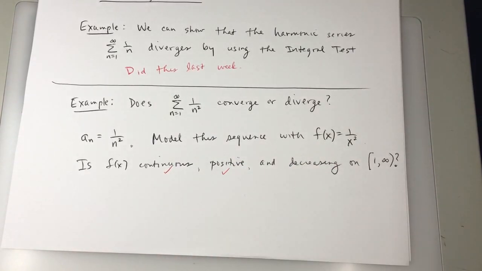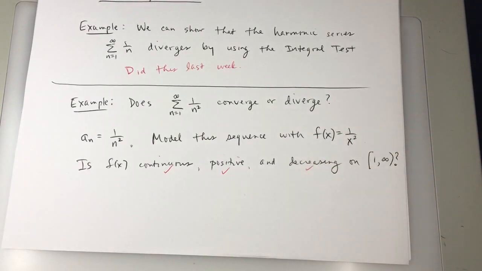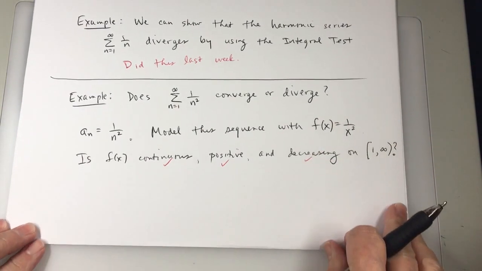Now, is it decreasing? On some of the problems, it's kind of obvious that it's decreasing. And this one, is it obvious that it's decreasing? Yes. The denominator is getting bigger and bigger and bigger, meaning that the whole fraction is getting closer and closer and closer to 0. So it's decreasing. So we can try the integral test.